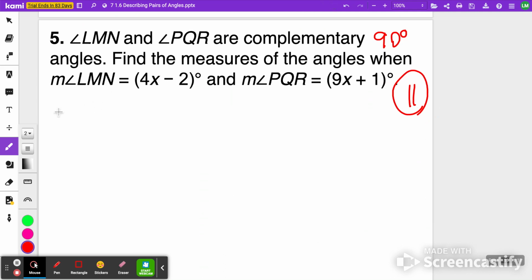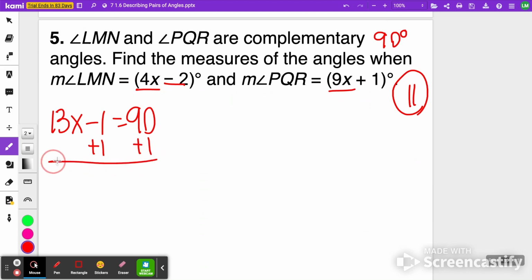So combining like terms, I'm going to do that first. I have a 4x and a 9x. That'll be 13x. A negative 2 and a positive 1, that's negative 1, equals 90 degrees. We're going to add 1 to both sides. So that gives me 13x equals 91. Then I'm just dividing 91 by 13 and I get 7.